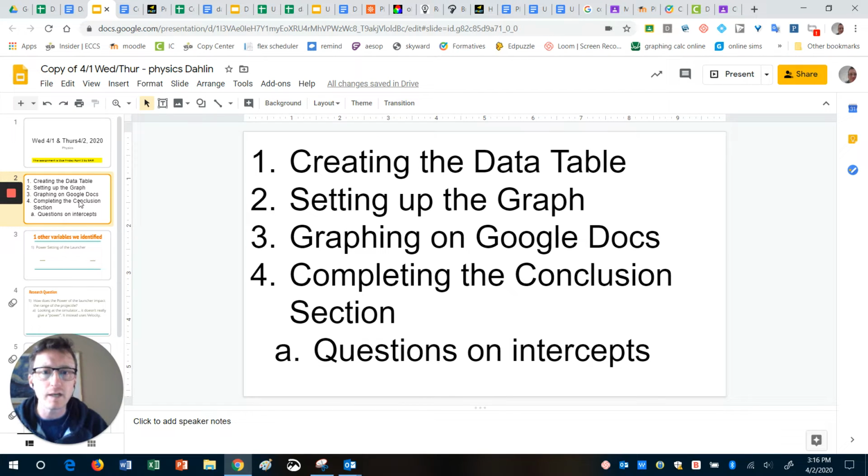Second thing we're going to be looking at is how do you then set up the graph? Some of you are mixing up your X and your Y axes and what should go where. So we want to make sure we're looking at that. Third is how do we do this, creating a data table and also doing your graph in Google Docs. And so I'm just going to show you how to modify that picture that's on the lab sheet.